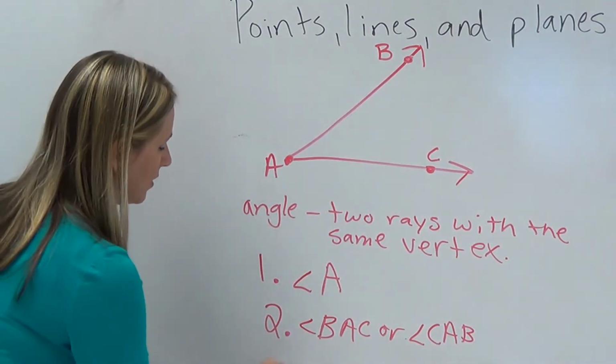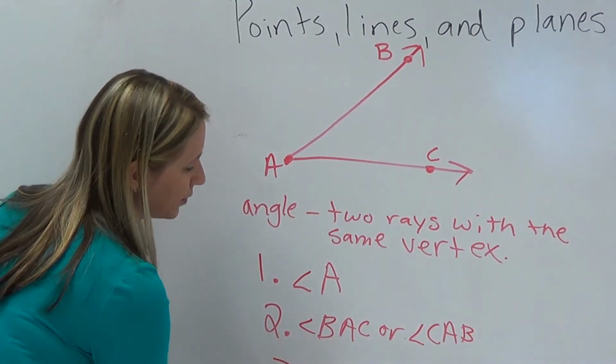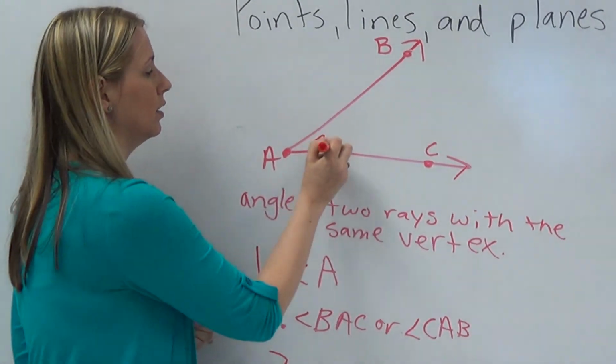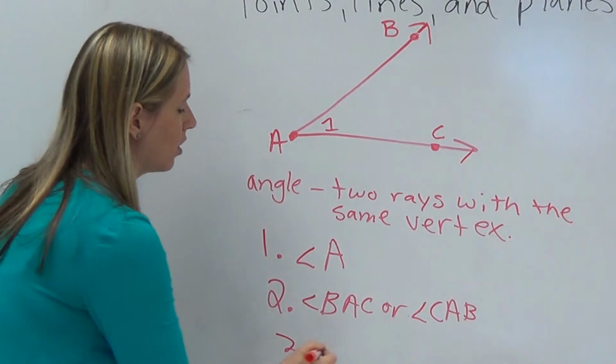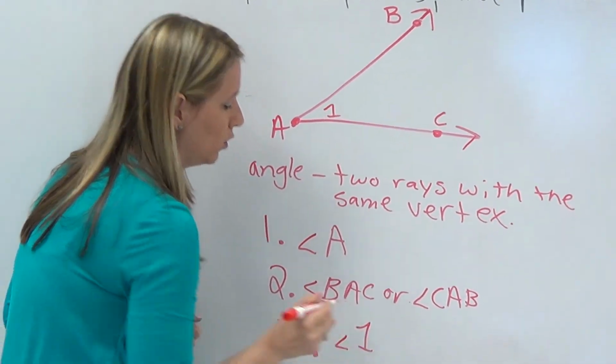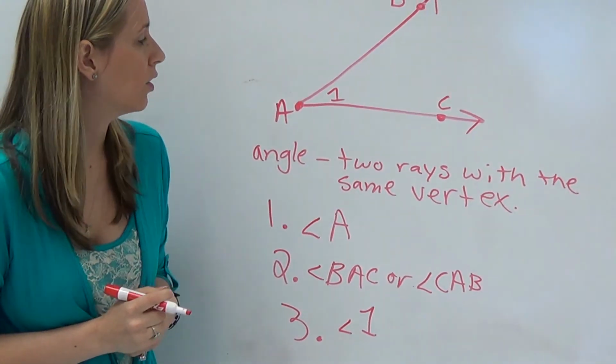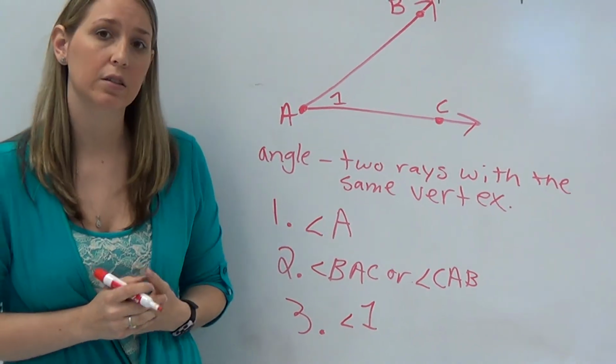And then our third way is, a lot of times with angles you'll see a little number inside the angle. We can always name it by that number. So we could also call it angle 1. And that's pretty much the basics of geometry.